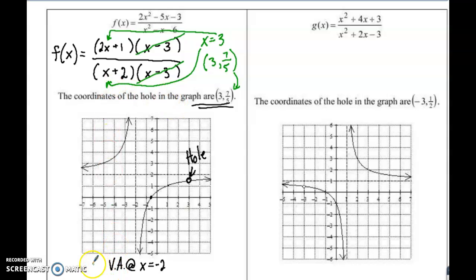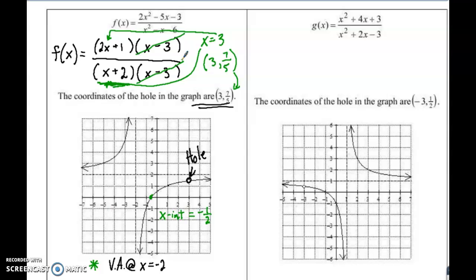We've already talked about the vertical asymptote being the non-canceling term in the denominator. And then the non-canceling term in the numerator is your x-intercept. So let's write that down. The x-intercept is -1/2, which is confirmed by right here.